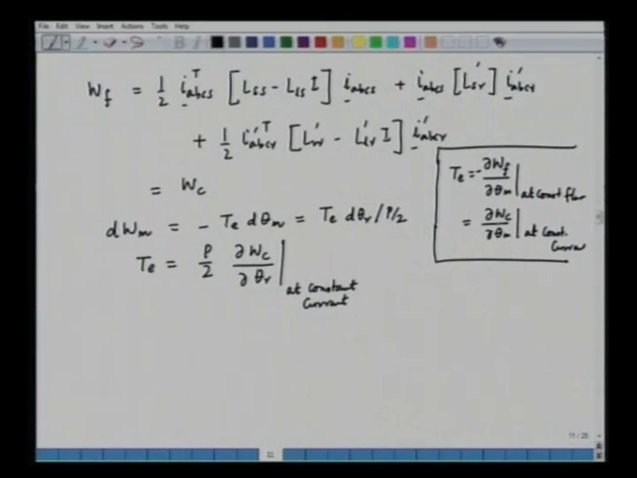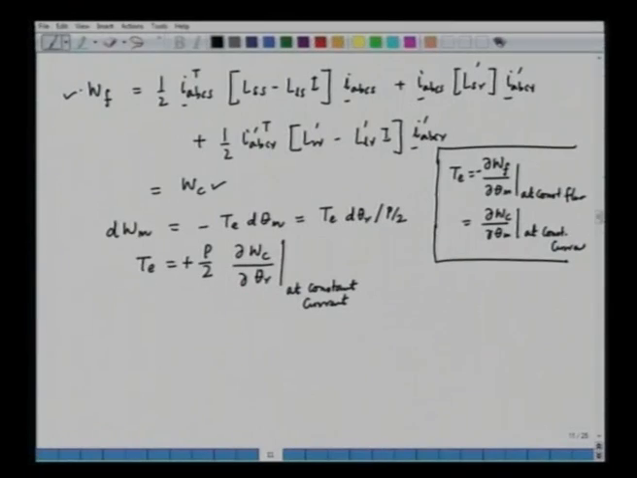Because it is the derivative of the co-energy with respect to theta m, that is why we have a positive sign here, and this is P by 2 because we are talking about the electrical angle. Theta e is the electrical angle, theta e is equal to P by 2 into theta m, the mechanical angle. So, this is the expression for the torque, and the co-energy is the same as the energy because we are talking about a linear magnetic system.